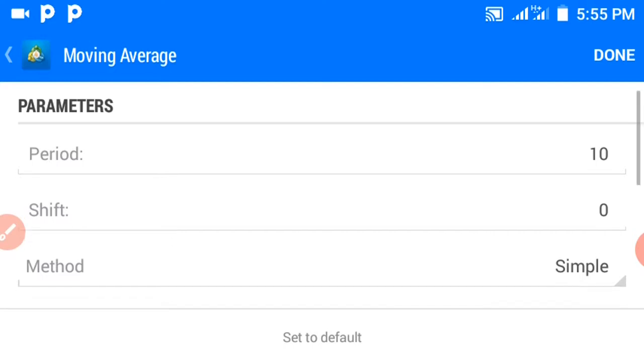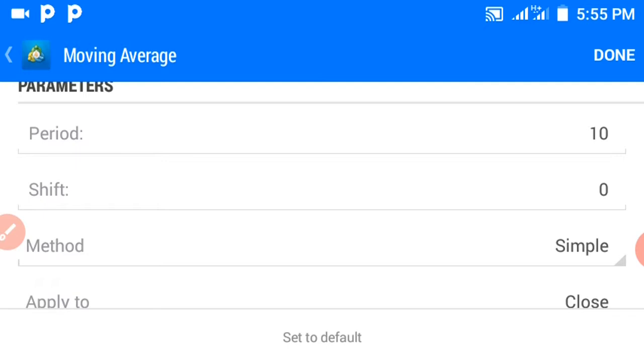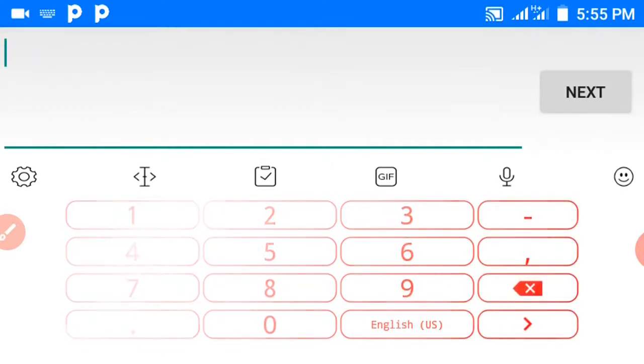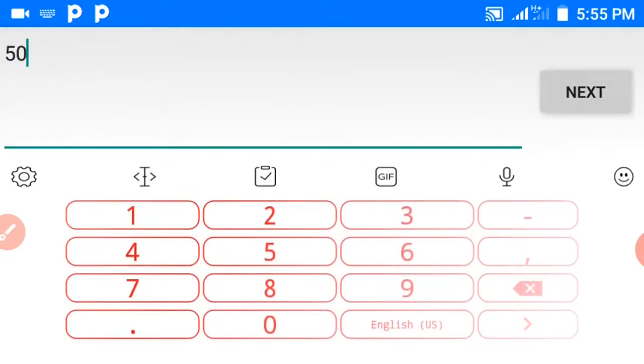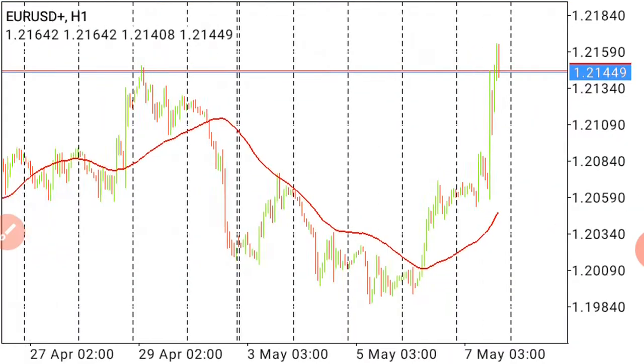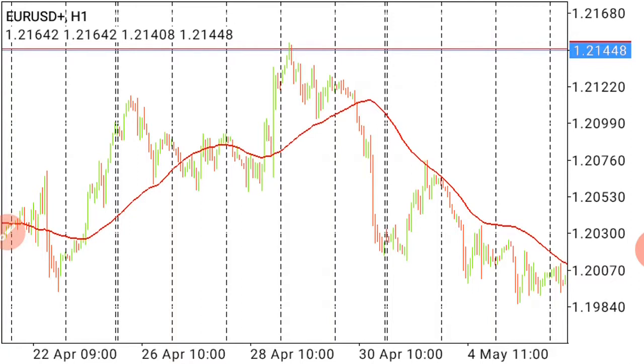You can use it as just a signal, an entry signal, to enter the market. So for the purpose of this video, I'm using the 50 period moving average. You can see the red line on the chart now. That is the 50 period moving average.